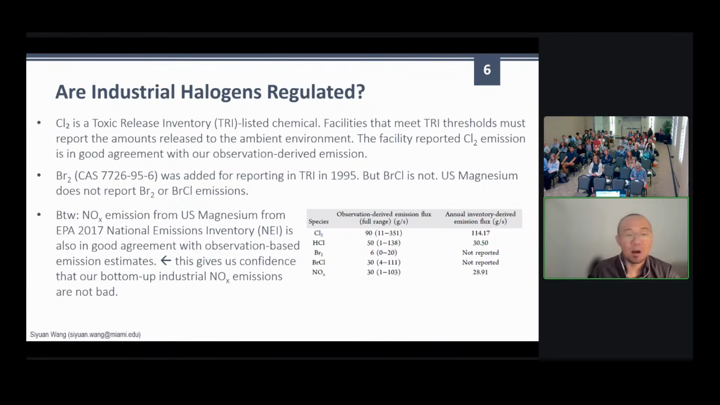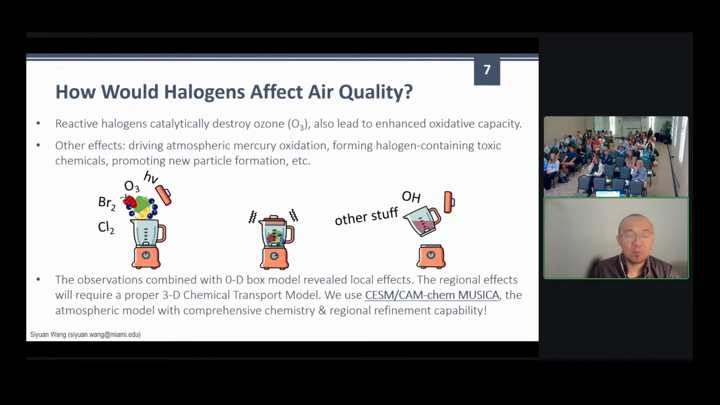So you may wonder, are they not regulated at all? Well, it's kind of complicated. Chlorine definitely is, because it's listed as a TRI, a Toxics Release Inventory chemical. But the bromine-containing compounds are a little bit complicated. Br2 was added for reporting, I think in TRI in 1995. However, BrCl is definitely not included. And US Magnesium does not report Br2 or BrCl emissions. But anyway, the aircraft observations definitely revealed pretty high concentrations in the region.